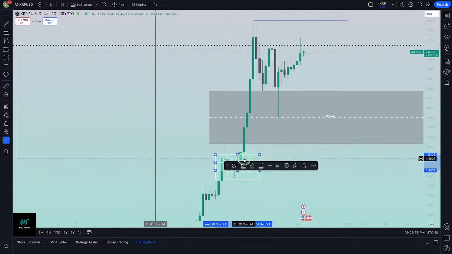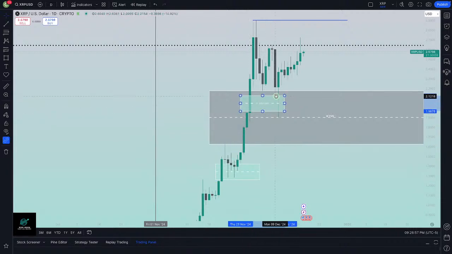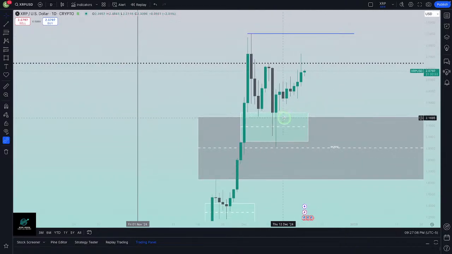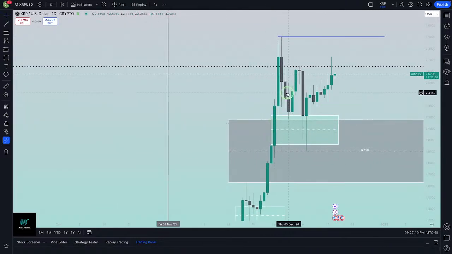Inside of that weekly fair value gap. So you can start seeing the PD arrays are blending. They're starting to blend together from the weekly down to the daily. The weekly is the more significant, which is gray. The daily is in the green. So look at this fair value gap the market drops down into.